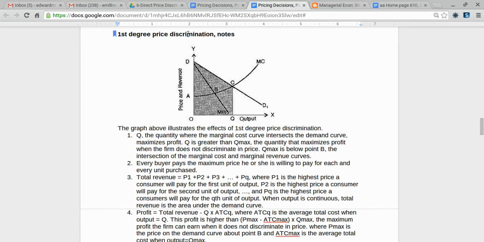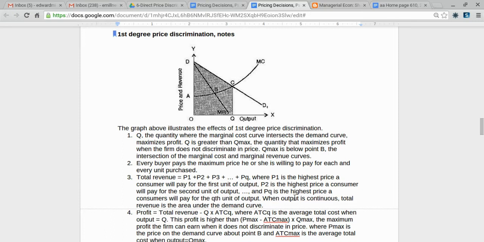In first-degree discrimination, every buyer pays the maximum price he is willing to pay for each and every unit purchased. This means total revenue is the price paid for the first unit, whatever that value is, plus the price paid for the second, plus the price paid for the third, the fourth, etc., on down to PQ, which is the price paid for that last unit produced.